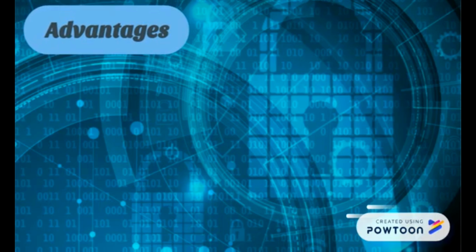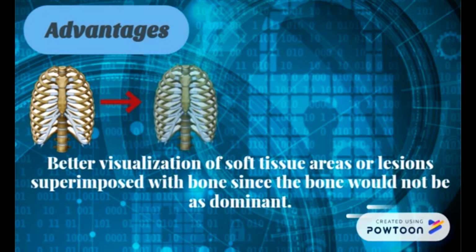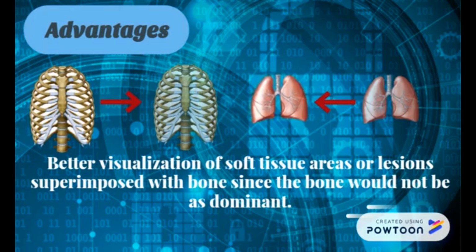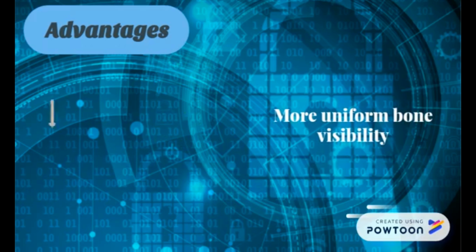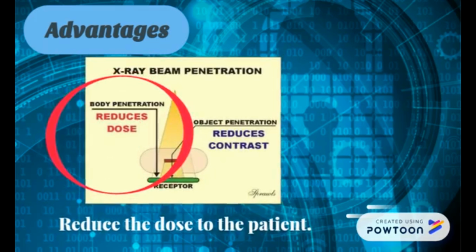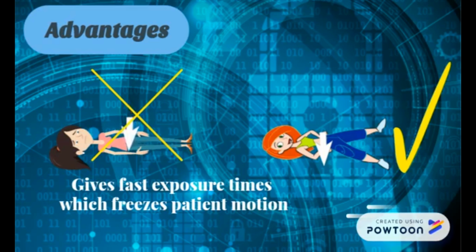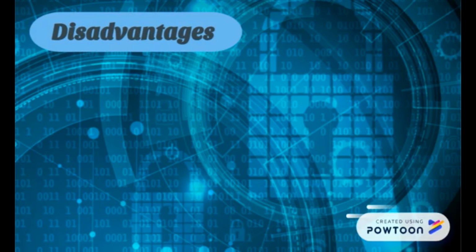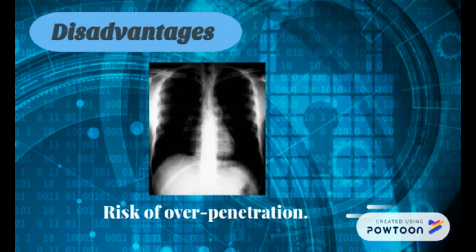The advantages of high KV technique is better visualization of soft tissue areas or lesions superimposed with bone, since the bone would not be as dominant. More uniform bone visibility, reduced dose to the patient, and fast exposure time which freezes patient motion. The disadvantages of high KV technique is that it influences the beam quality and the risk of over-penetration.